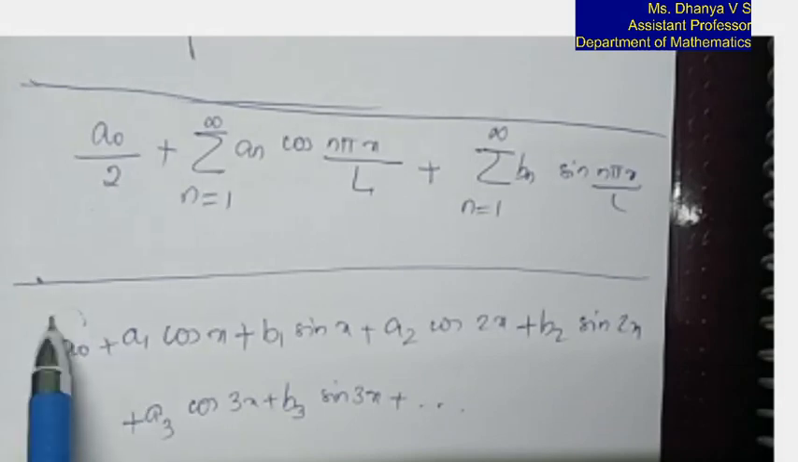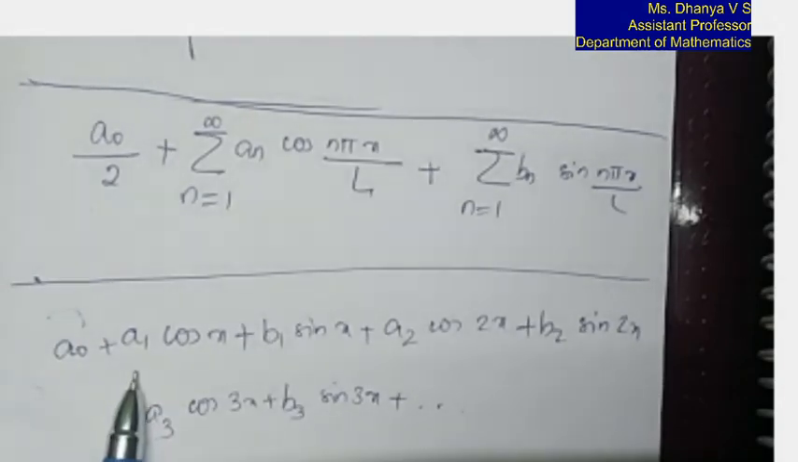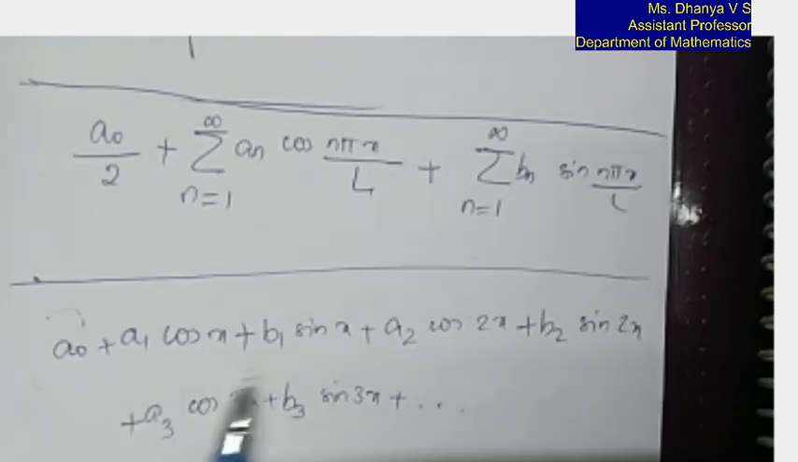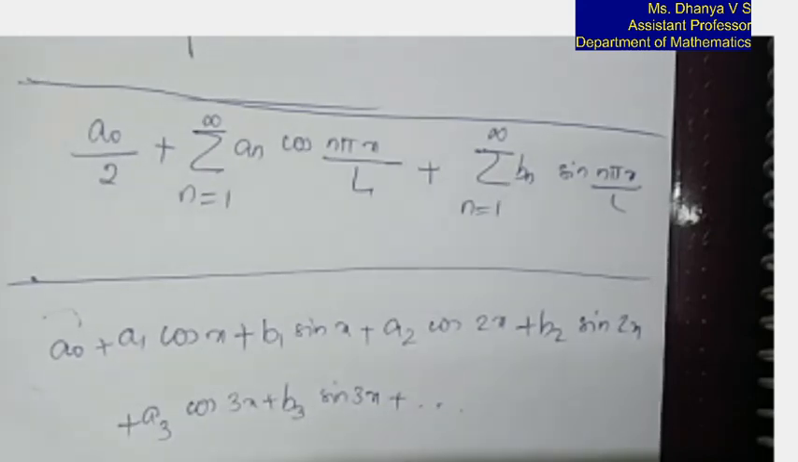So a naught is a constant. After that, with the a_i's, cos terms occur. So a1 cos x, then a2 cos 2x, then a3 cos 3x, and so on. You will have a4 cos 4x, a5 cos 5x, and so on. Now with the b_i's, sine terms occur. So b1 sin x plus b2 sin 2x, b3 sin 3x, and so on.